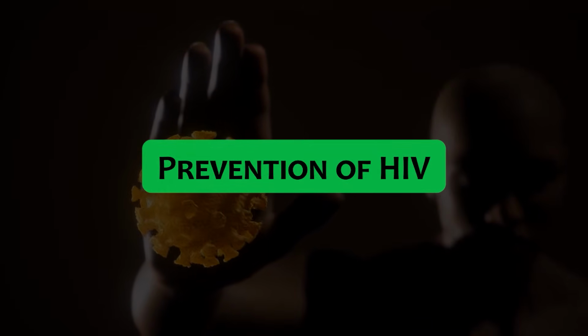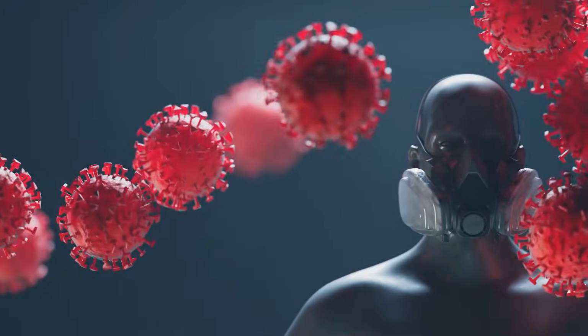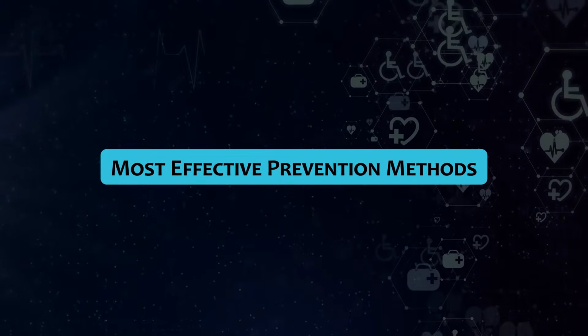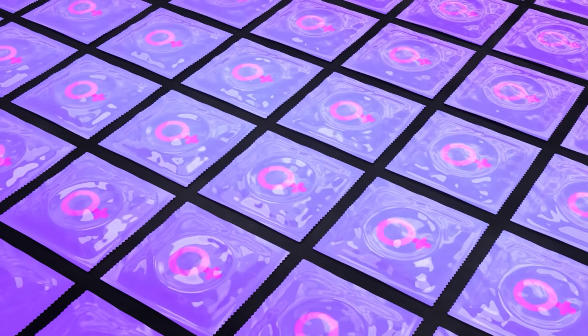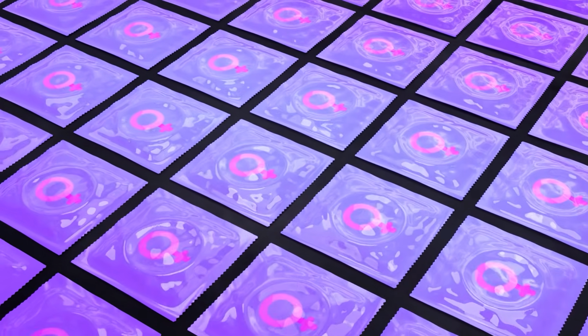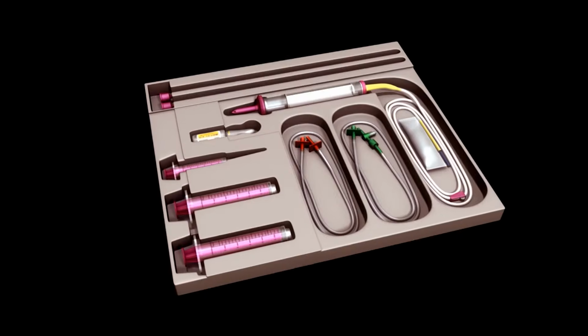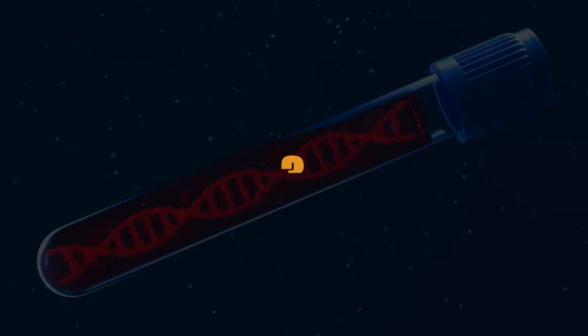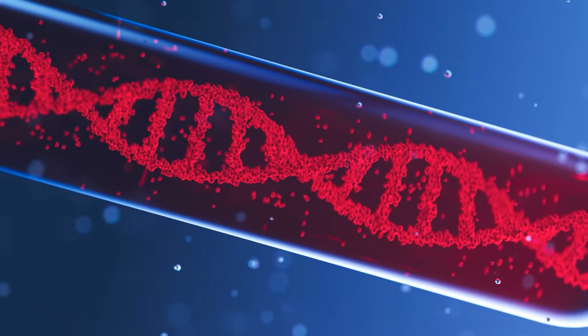Prevention of HIV. Prevention is extremely important because HIV has no cure. Most effective prevention methods. 1. Safe sex practices. Using condoms significantly reduces risk. 2. Avoid sharing needles. Always use sterile injection equipment. 3. HIV testing. Regular testing helps early detection.